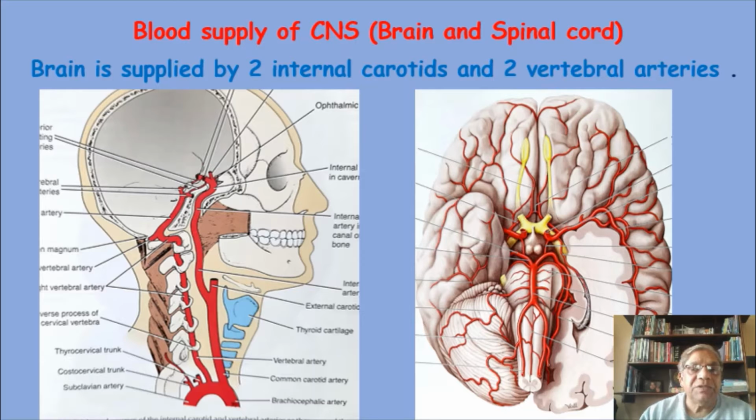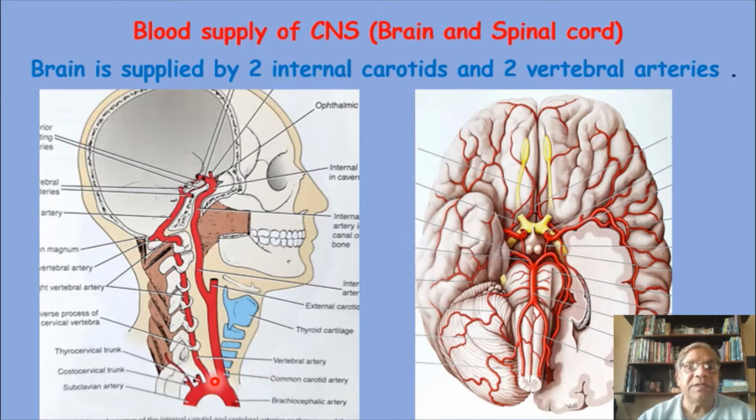Now in the formation of the circle of Willis, two sets of blood vessels are involved. One set is the vertebral arteries, right and left, and the second set of arteries, right and left, is the internal carotid artery. Thus the right and left vertebral arteries and the right and left internal carotid arteries will ultimately form what is called the circle of Willis. But before formation of the circle of Willis, these will also give many branches. Okay, now let us see how the circle of Willis is formed.